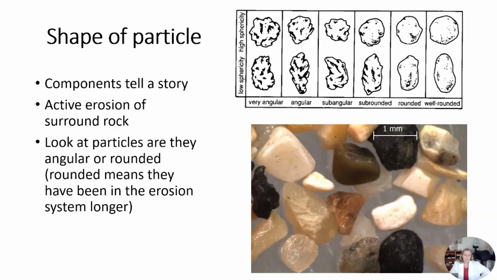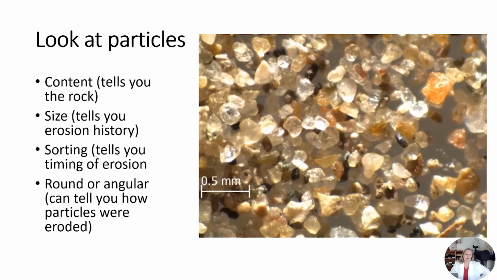And again, we're just trying to look at how long they've been in the system. So looking at this one, the white pieces look like they're pretty well-rounded. They look rounded. The sharper brown piece in the middle though, a little more subangular. So again, I'll leave it to you guys to decide. All right, so again, as we're looking at particles, just remember there's again a measurement.